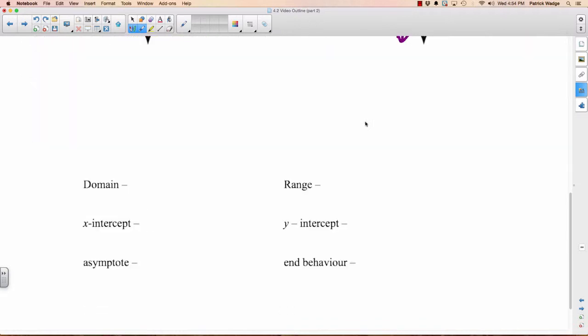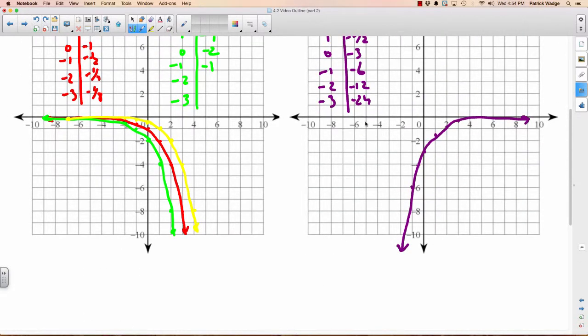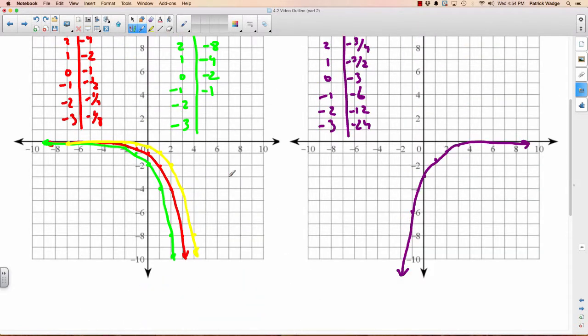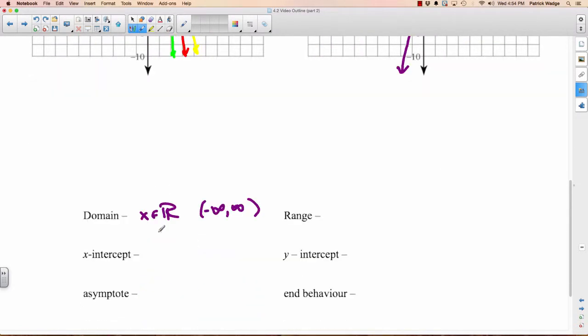So let's summarize these and see if there's any differences from what we did on the other side. Domain, any differences? We said on the other side it was all real numbers. Absolutely, still all real numbers. So you can say x is an element of all real numbers, or from -infinity to infinity. X-intercept, any difference? On the other side we said none. I would still say none. There's no x-intercept. Asymptote, what's the asymptote? It's still the x-axis. In other words, it's still y equals 0. So far nothing's different.